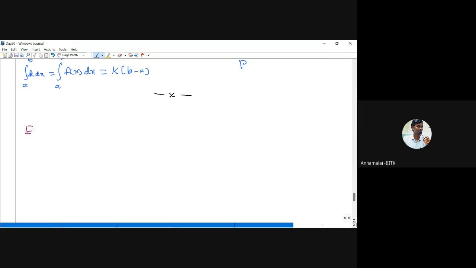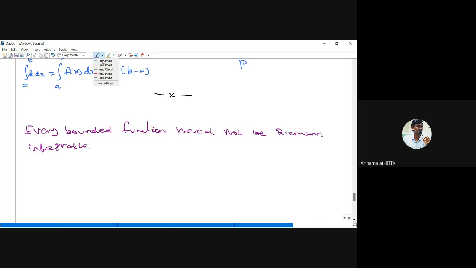Every bounded function need not be Riemann integrable. So here is an example of a bounded function which is not Riemann integrable. That is a very important example. So maybe we can define that.